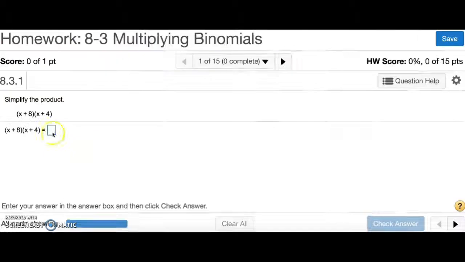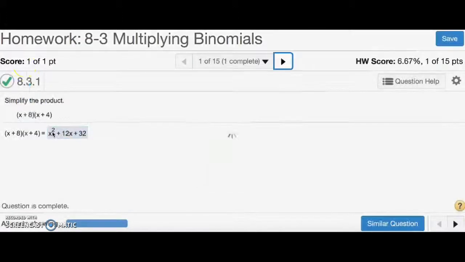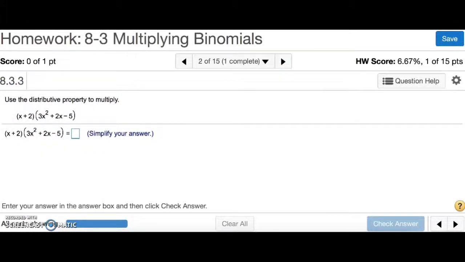So let's type it in. So I have x squared plus 12x plus 32. And that's number 1. So number 2 says to use the distributive property to multiply. So let's take a look at it.